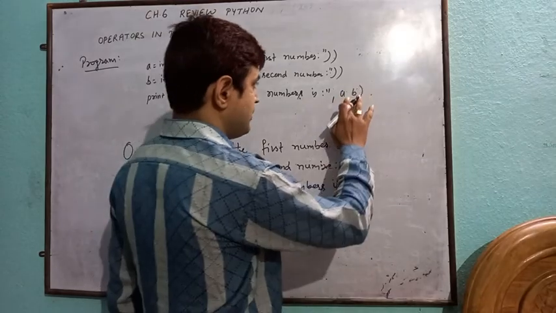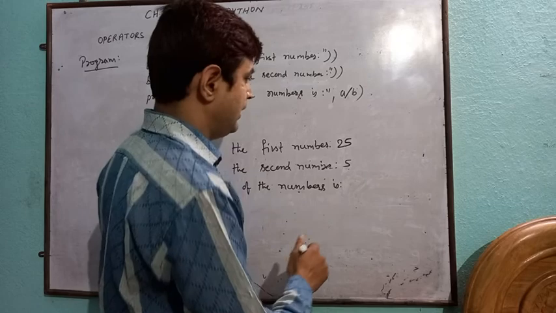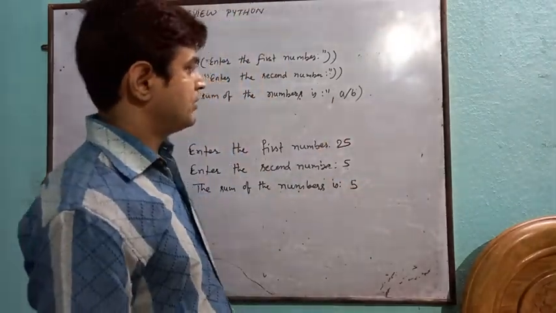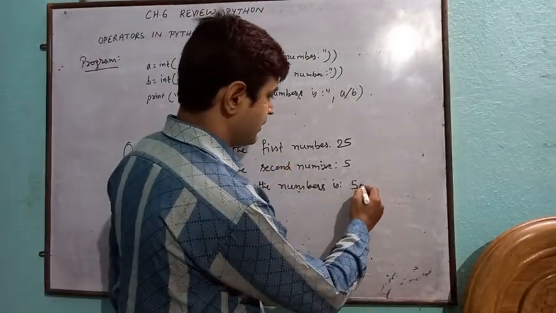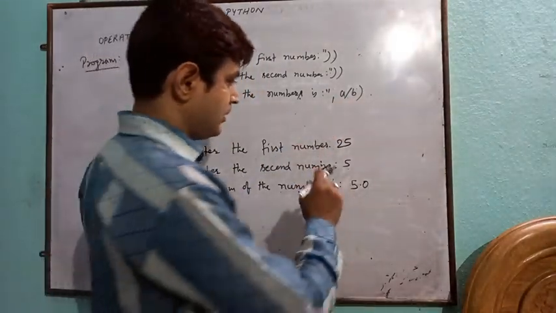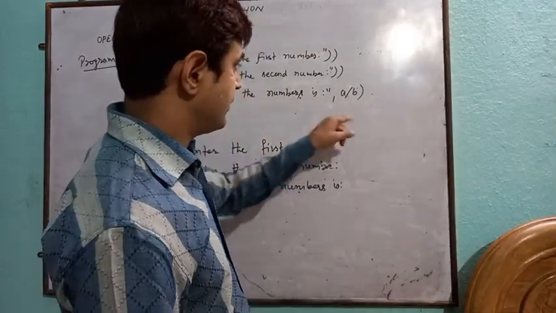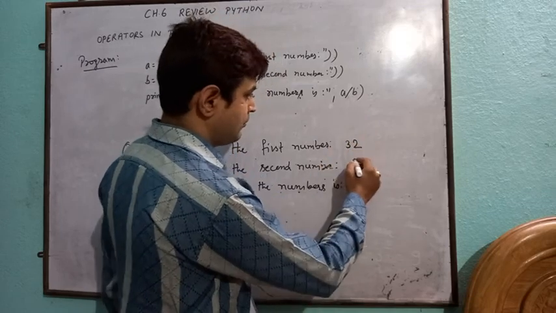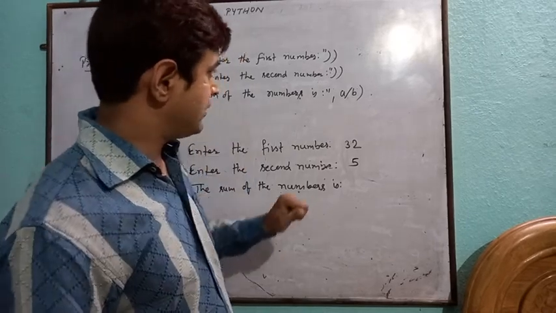And now use the division operator. It will yield the value 5. However, the division operator gives the result in decimal form, so it may be like this, 5.0, because of the division operator. But if we change the input, suppose we have 32 as the first number and we give 5 as the second, then what would be the result?